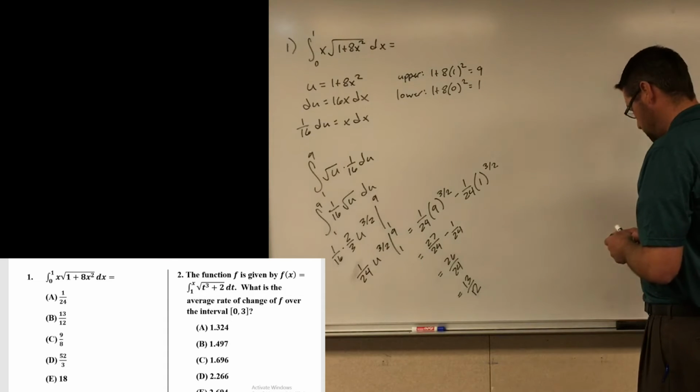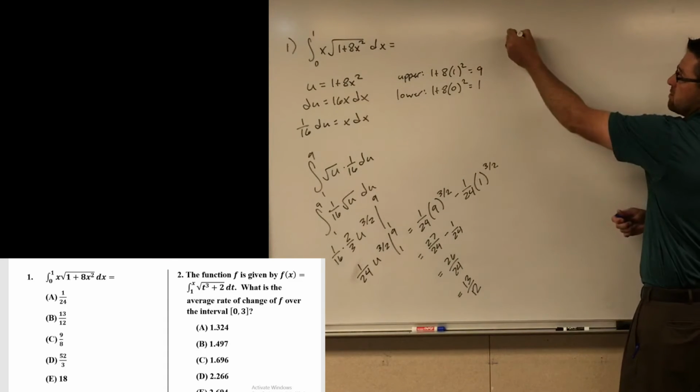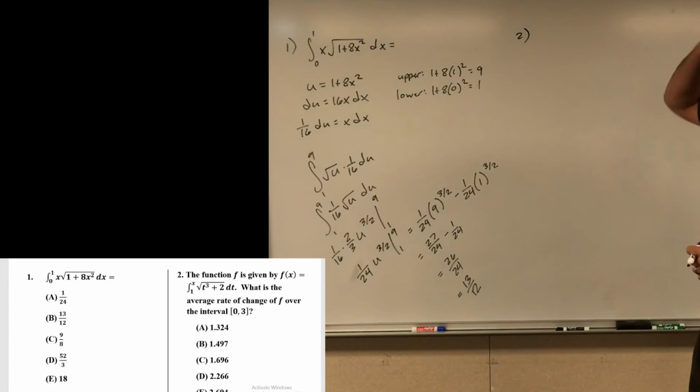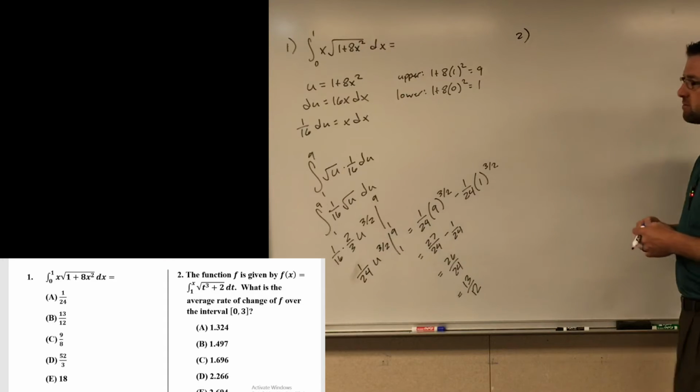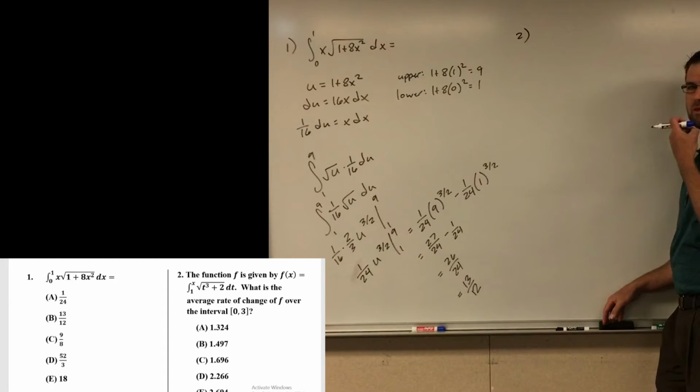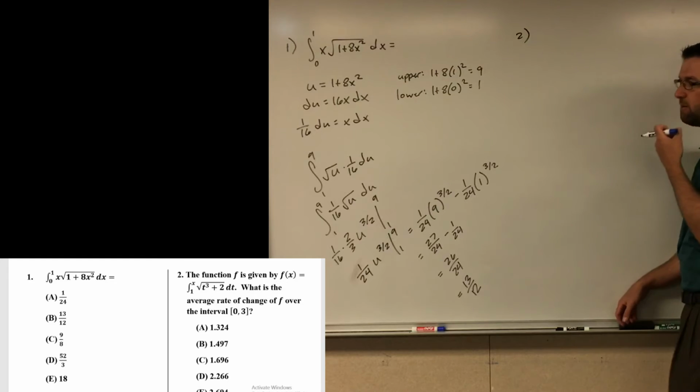All right. Number 2. Any questions on number 1? Number 2. The function f is given by an integral. What is the average rate from 0 to 3? How do I find average rate? 1 over the upper bound. Wait a minute. That's average value. We've been talking about this.